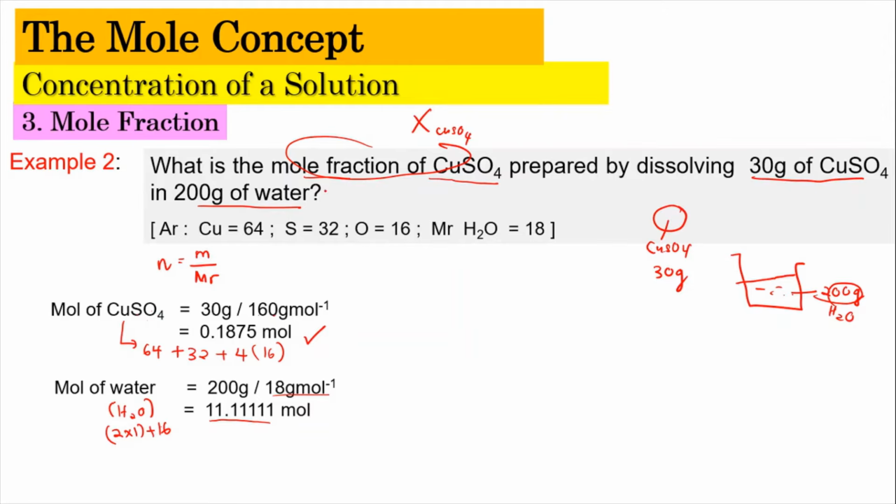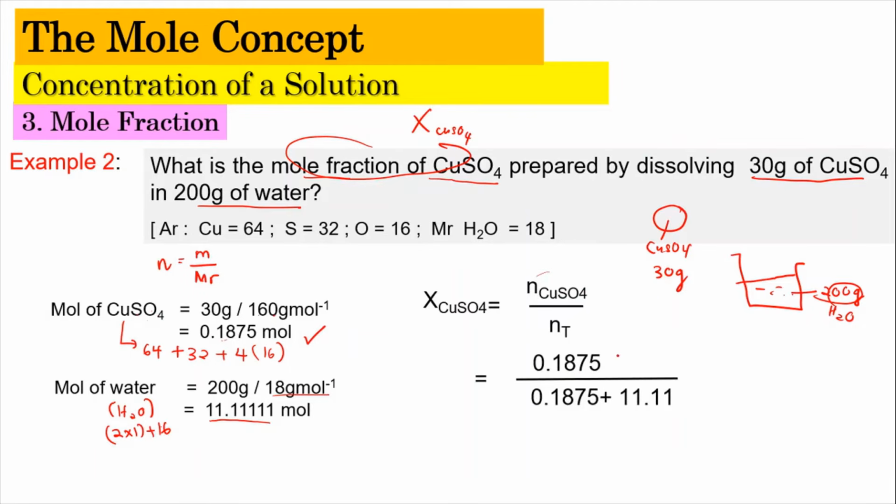Okay, and we need to find the mole fraction of CuSO4. So you know that the mole of CuSO4 is 0.1875 and the total number of mole is 0.1875 plus 11.11.